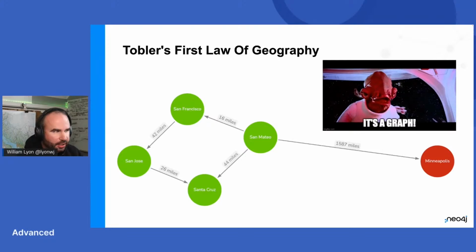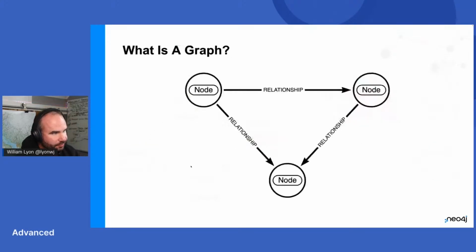But Tobler was really talking about not just physical distance, but also things like human geography, right? So I could say these cities maybe are culturally more similar than Minneapolis. Anyway, however we want to represent that, it is talking about geography as a graph. So this really stuck with me because graph data structures are really fundamental to working with GIS.